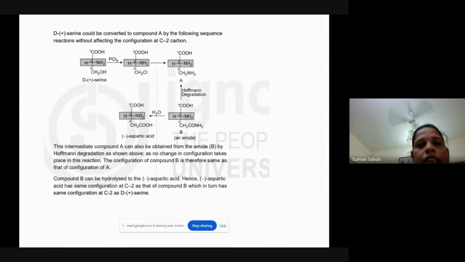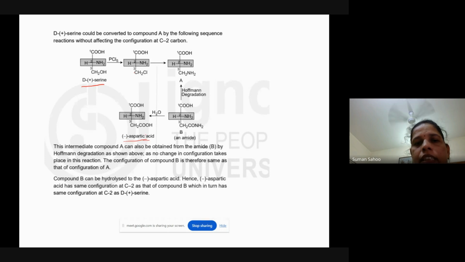Similarly, you can say that D-serine can be converted to compound A, where you can see that carbon center 2 is not changed, only carbon number 3 is affected. So its configuration remains unchanged. This A can also be obtained from an amide by Hofmann degradation, and this amide again can be converted to aspartic acid.